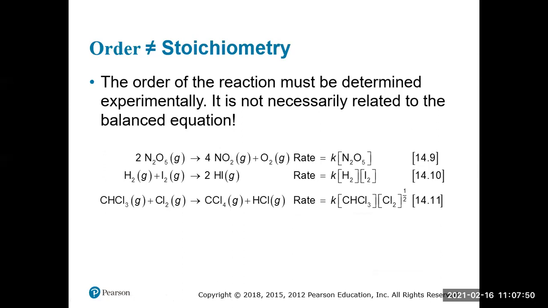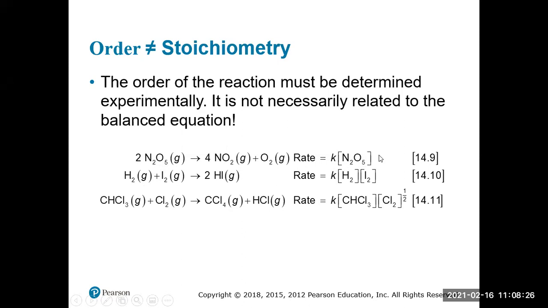And then you can go and figure out if there are any exponents on the concentrations. Let's take a look at a couple of examples to show you what I mean. In this first example, N2O5 going to NO2 plus O2 gas, we see that we have a coefficient of 2 in front of the N2O5. And so you might expect that this would be k times N2O5 squared, but it's not.